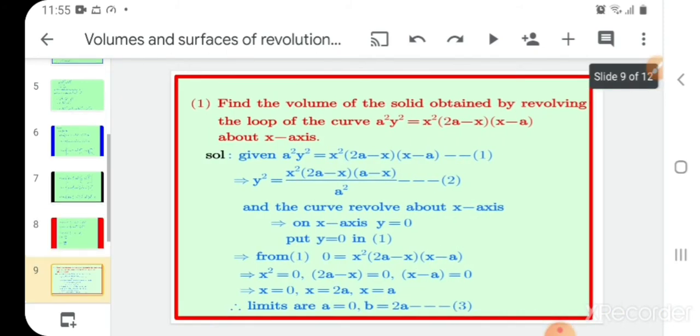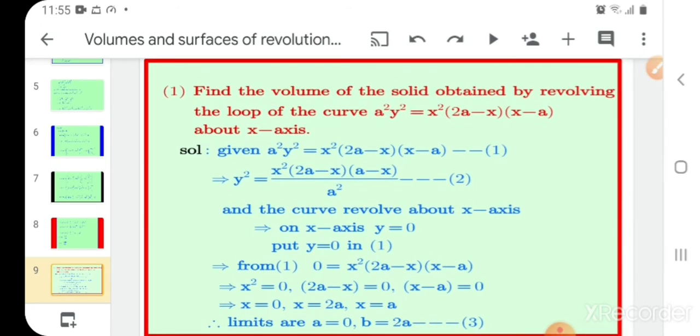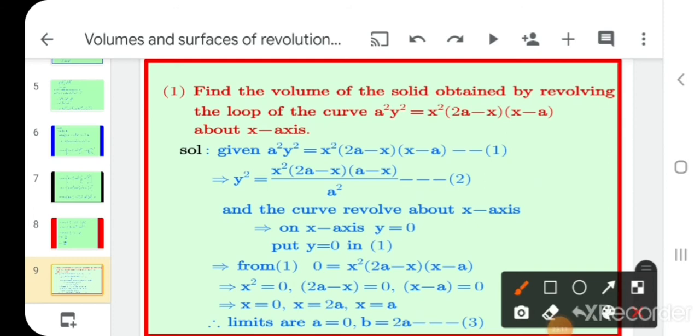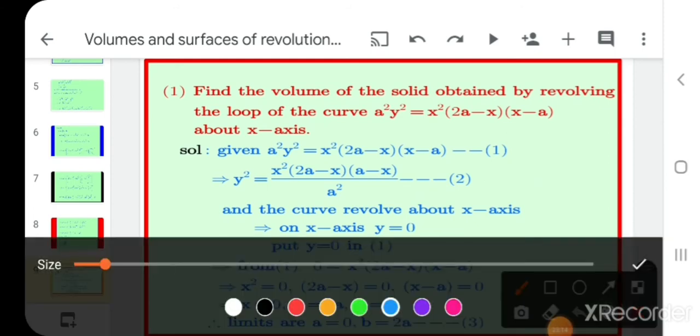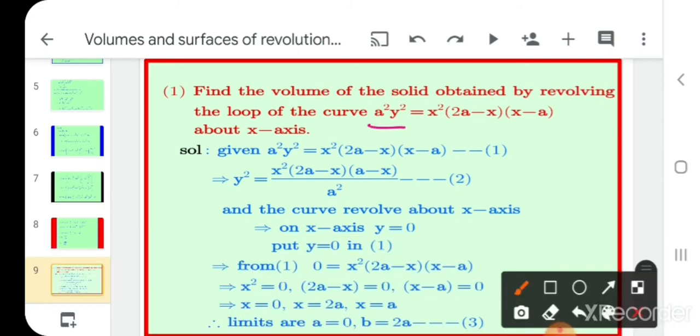Next one. Find the volume of the solid obtained by revolving the loop of the curve a square y square equals x square into 2a minus x into x minus a about the x-axis. Here also the curve revolves about the x-axis, so we use the same formula.